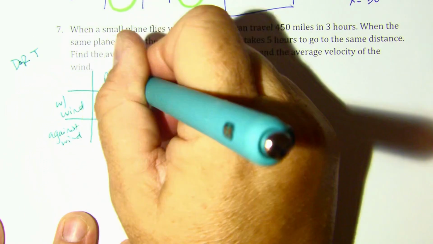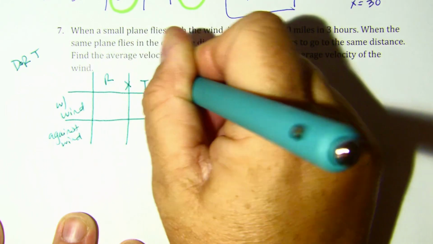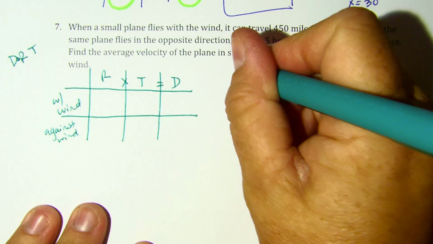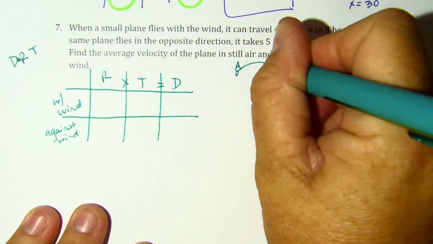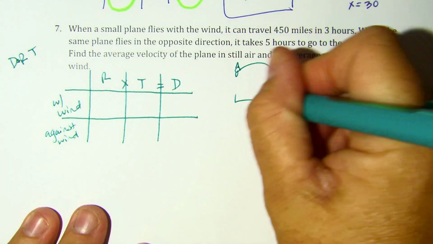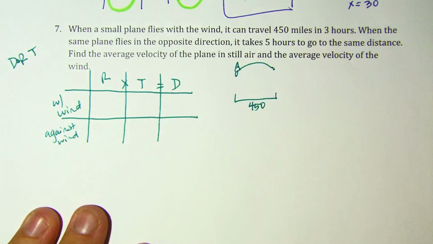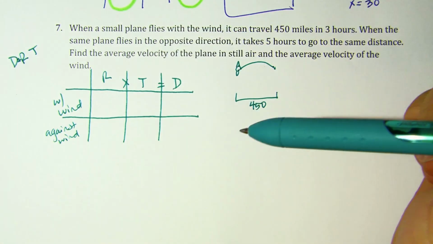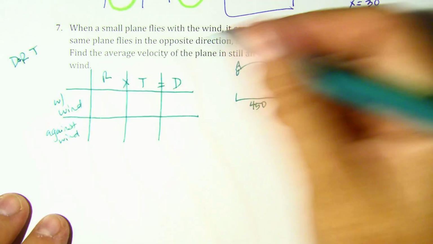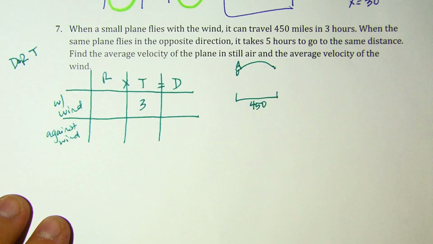And we have rate times time is equal to distance. So we have our plane. This is a pretty terrible picture of a plane, but it's going to this destination. It can travel 450 miles in 3 hours with the wind. So if it's going with the wind, it'll be traveling 450 miles in 3 hours. So with the wind, that trip is 3 hours.